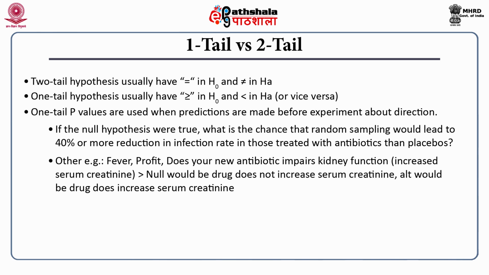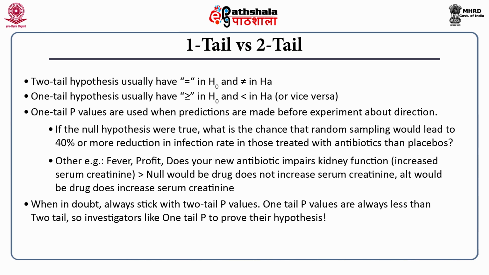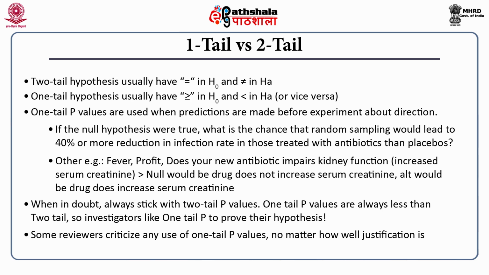But remember that when in doubt, always stick with two tail p-values, because one tail p-values are always less than the two tail p-value. So investigators like one tail p-value to prove their hypothesis. Most of us, the investigators, are looking for a very, very low p-value to say that the result is extremely significant, right? To get a very low p-value it is very easy to stick with one tail p-value, but that is erroneous. Nowadays, reviewers criticize any use of one tail p-value, no matter how well the justification be.